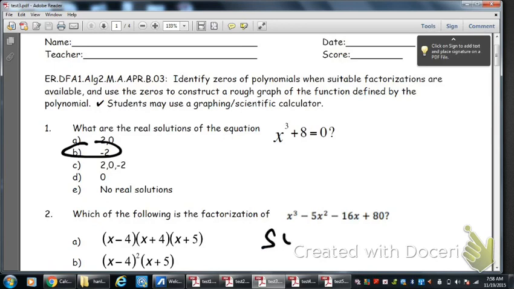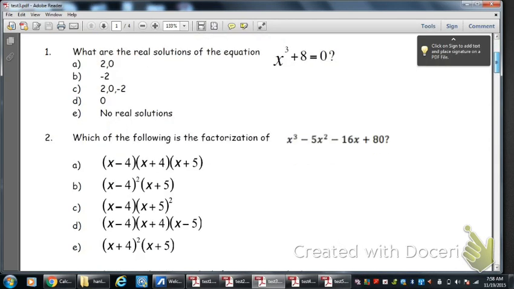Synthetic substitution here, right? Or you could use the three-number trick. Because your answer choices are given, you can do that. So, for example, look at D. So negative 4 times negative 4 times negative 5 equals 80.